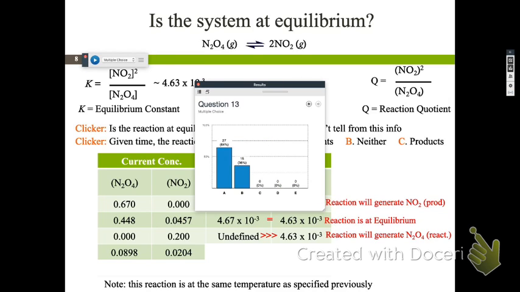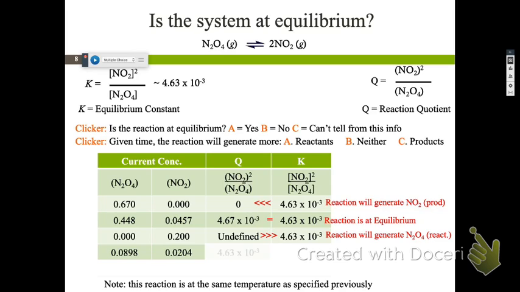We're not sure on this one. Why? What's going on? The Q value we found, I got 4.63 times 10 to the negative third. Is that what you guys got? So is that at equilibrium? So are we going to generate more reactants or products or neither? We're here. We're right at that minimum. We're the most stable mixture of reactants and products.